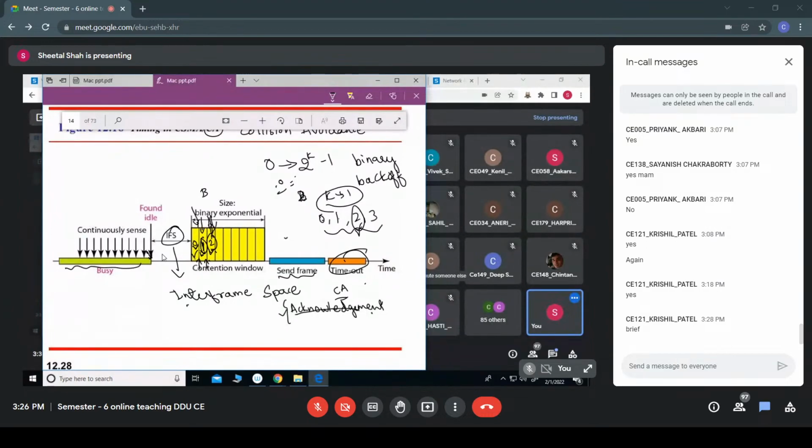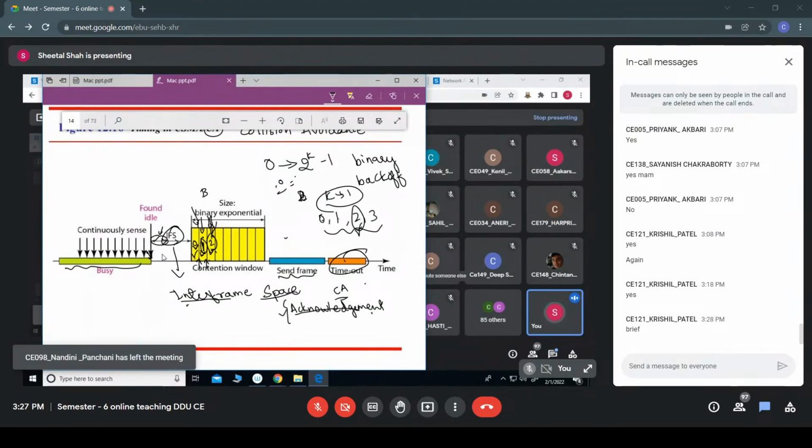Is this thing clear? This interframe space is meant for each of the station differently. All of them are not having the same amount of interframe space. Some might be less, some might be having more. The one which is having lesser value of interframe space is having more priority, and it is given more chance to send the frame as soon as the channel becomes idle. Is this thing clear, everyone?